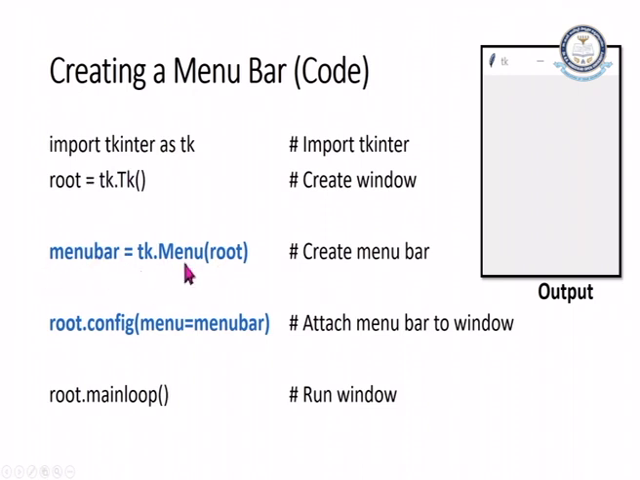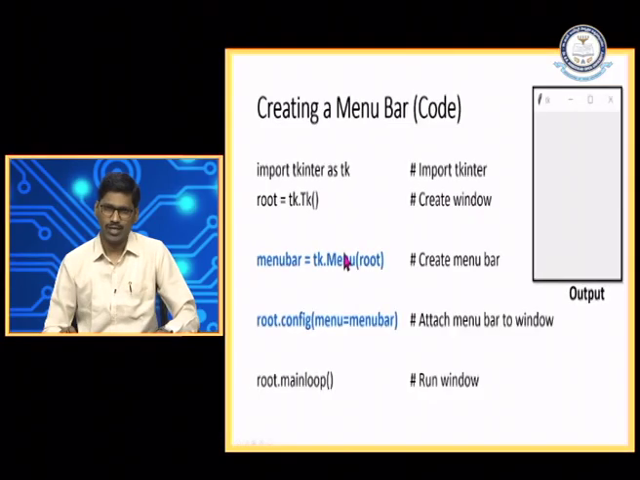So this is the important point: menu bar is the object name, assigned tk.Menu. Here Menu is a class name. With the help of this class we can create a menu bar, and this menu bar is created as a child of the root window. That is why we need to use root as a parameter for this Menu class.